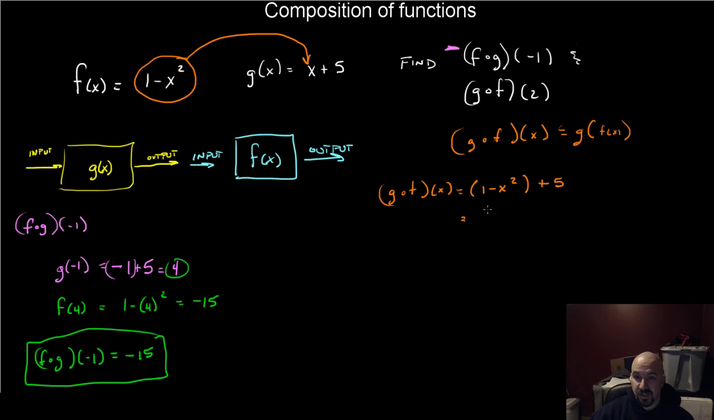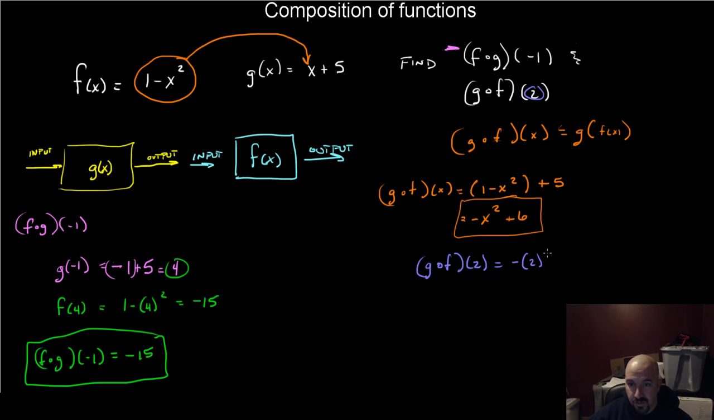If we clean this up and expand it out, this is going to be -x squared, and then 1 plus 5 is 6. So now we have an equation that describes what g of f of x is. At this point, we take our input, which is 2. G of f of 2 gives us negative 2 squared plus 6. This is 4, but negative, so negative 4 plus 6 is positive 2. So g of f of 2 is 2. And that's roughly composition of functions.